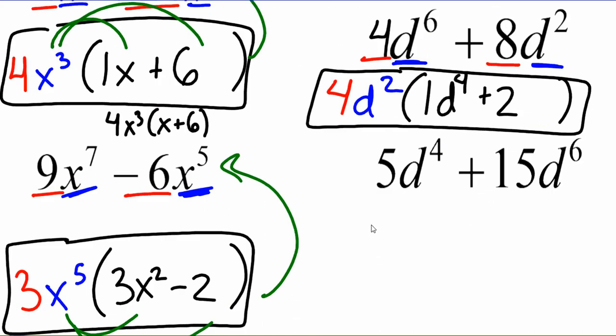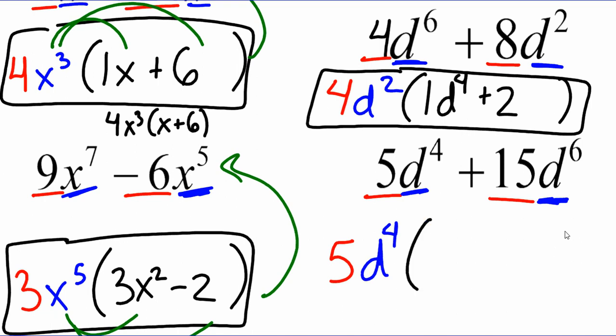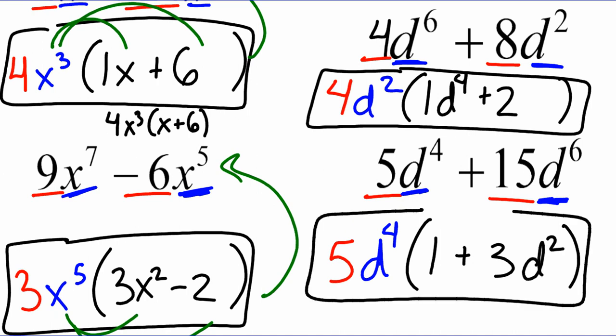Last one. 5 and 15. The biggest number that goes into both is 5. This has 4 d's, this has 6 d's. The most I can divide out of both is 4. In parentheses, I write what's left behind, or there's a 1 again. I don't have any d's because all of them got divided out, plus 3. 5 times 3 is going to make the 15, and then I need 2 more to get to the 6. And there'd be my final answer.